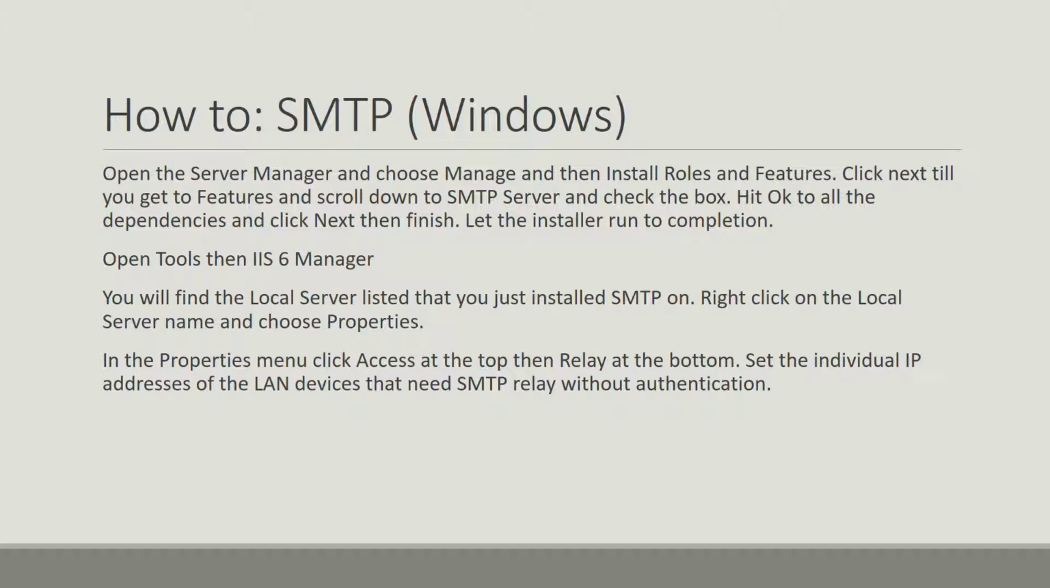Then you need to open the Tools, then the manager. You'll find the local server listed that you just installed your SMTP on. Right click on the local server name and choose properties. In the properties menu, click the access tab at the top and relay at the bottom. Set the individual IP addresses of the LAN devices that need SMTP relay without authentication.